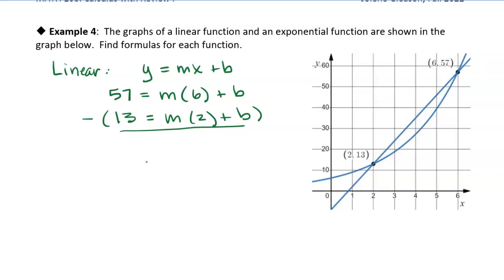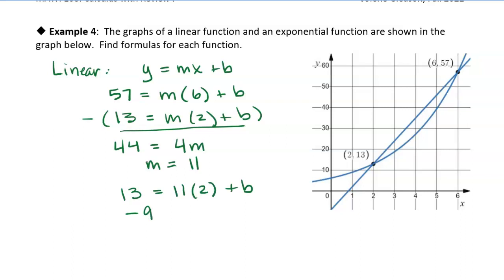So 57 minus 13, that's 44, right? And then 6m minus 2m is 4m. So I can see that m is equal to 11. Then I'll take that value and put it back into either one of the original equations, and then I can find b. I'm going to take the second one just because it has smaller values. So 13 is equal to 11 times 2 plus b. 2 times 11 is 22. I'm going to subtract that from both sides, and I get minus 9 is equal to b.